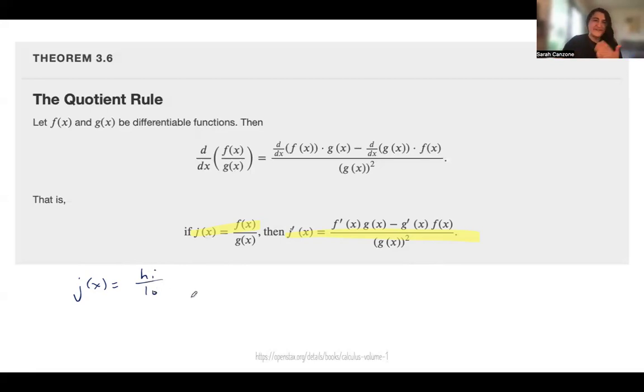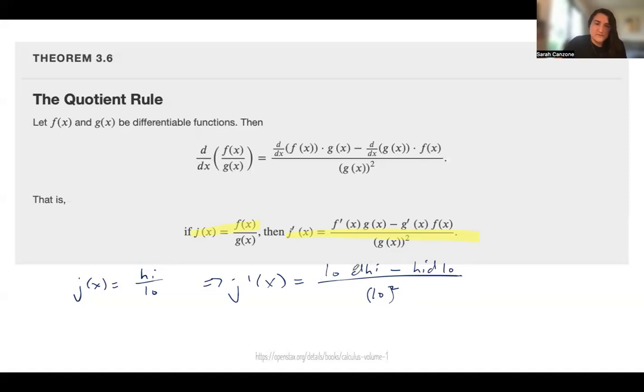That's just a silly way of thinking about it, but it works. If you have high over low, then j prime of x is low, and I'm going to denote the derivative as just a d here, d high. So the derivative of the high, the derivative of the numerator. So low d high minus high d low over low squared.